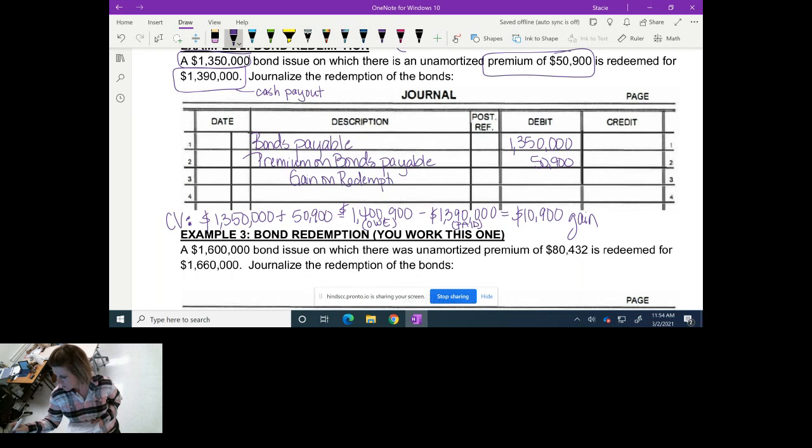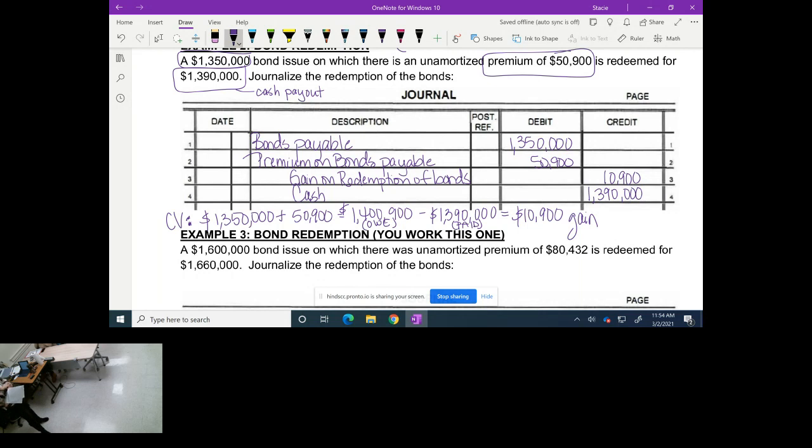You can say bond redemption or redemption of bonds, whatever. It'll probably be redemption of bonds if I had to guess, but again, you can copy and paste that. So your gain will be a credit, and then we'll have the cash credit of 1,390,000. Now, if you're doing them by hand, check your math. Your debits should equal your credits. So this total should equal that total. So plus, plus, minus, minus, you should come out with 0, right?